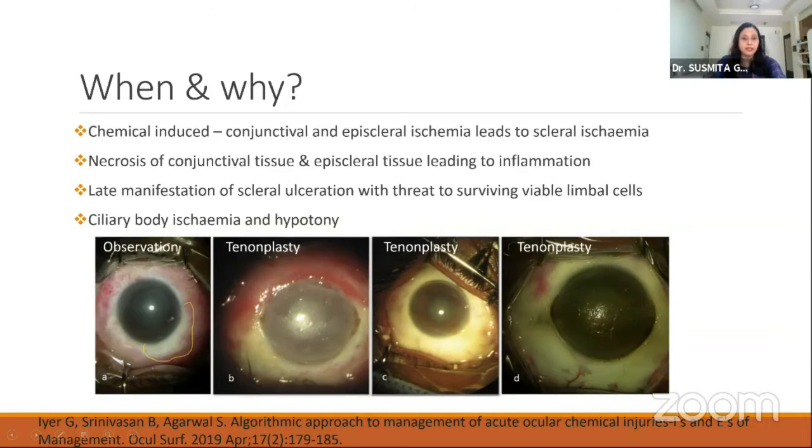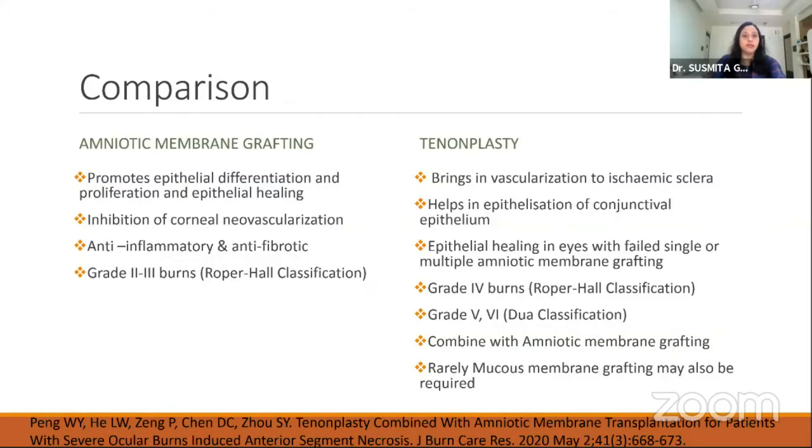So what the authors describe is how do we approach these cases? Well, the first one, which is very mild scleral ischemia, we could always observe, maybe do amniotic membrane grafting and also manage conservatively. But the other 3 with severe scleral ischemia definitely need tenonplasty at the earliest. So just to compare between amniotic membrane grafting and tenonplasty, what works where?